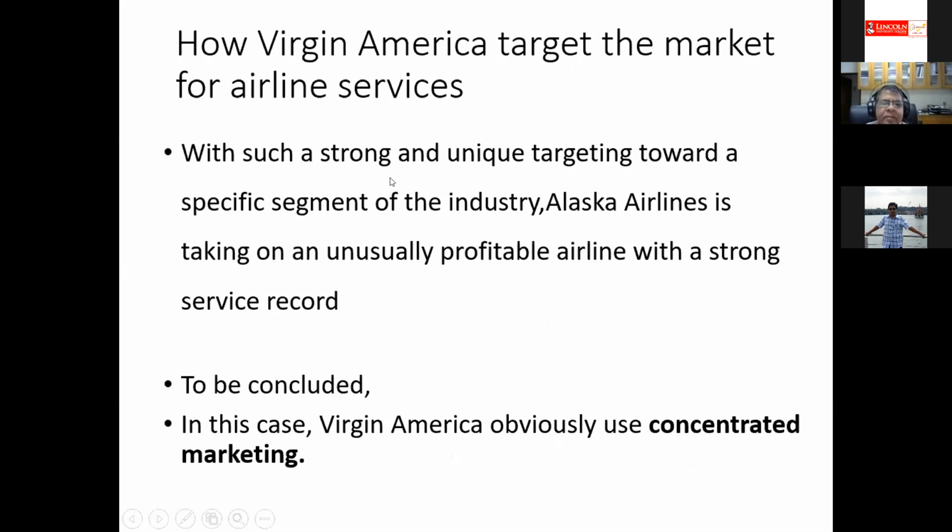So with such a strong and unique targeting toward a specific segment of the industry, Virgin America is taking on an unusually profitable airline with a strong service record. It means unusually profitable, unlike other airlines not considered at this point. So they chose the cold climate market, trying to take on Alaska Airlines with its strong service record. By saying this, in this case, Virgin America obviously uses concentrated marketing.